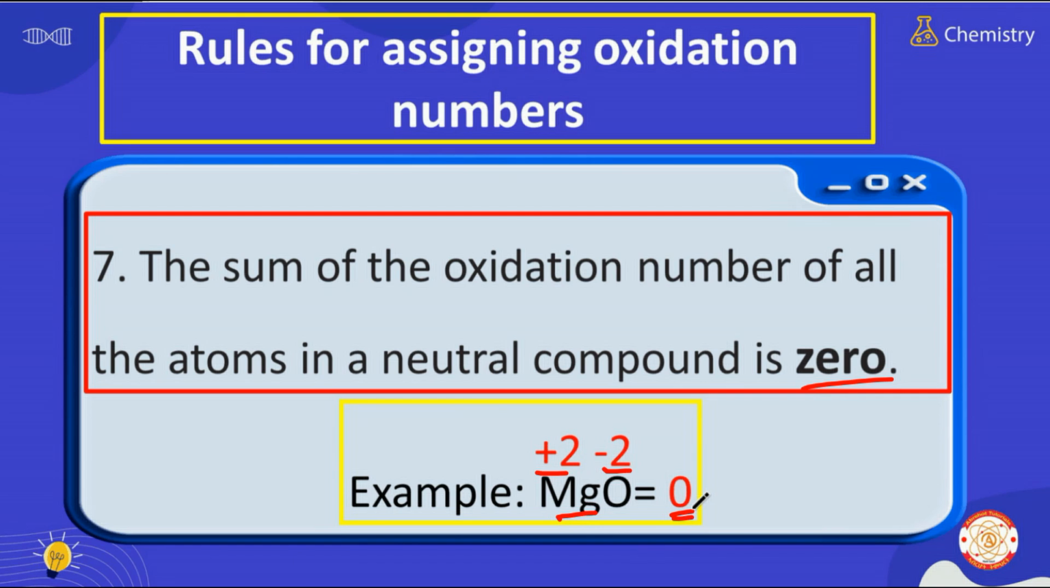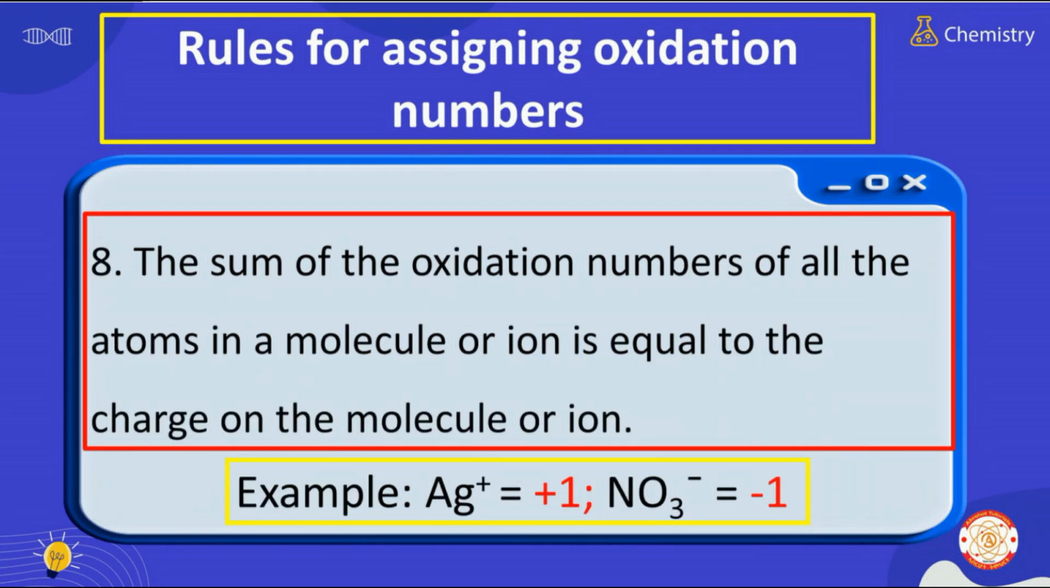So remember, the sum of the oxidation numbers of all atoms in a neutral compound is always 0. Rule number 8: the oxidation numbers of all the atoms in a molecule or ion add up to the charge of the molecule or ion. So if you have a polyatomic ion, especially, the sum of the oxidation numbers of all the atoms is equal to the charge of the molecule or ion.